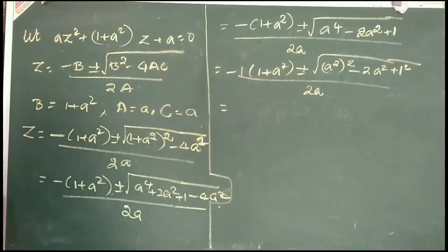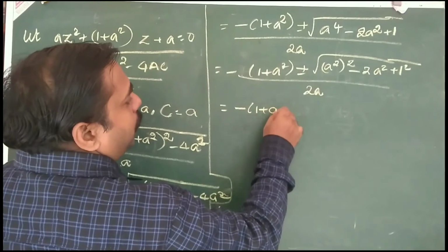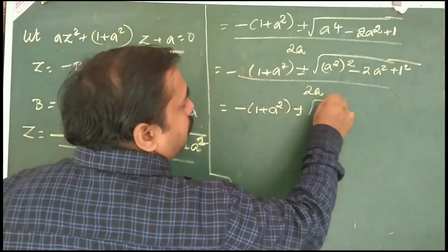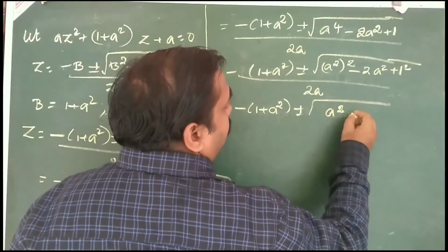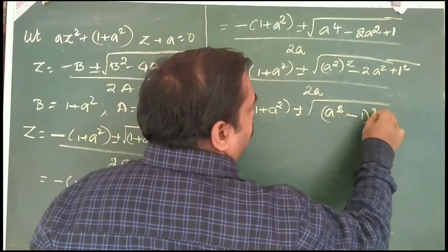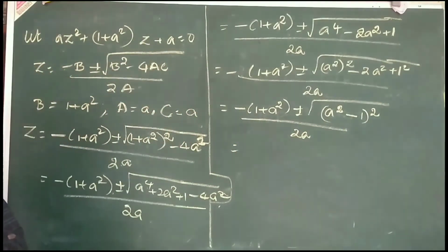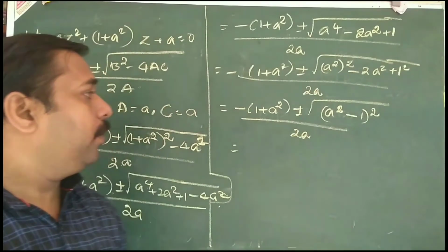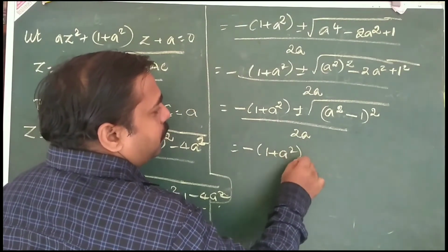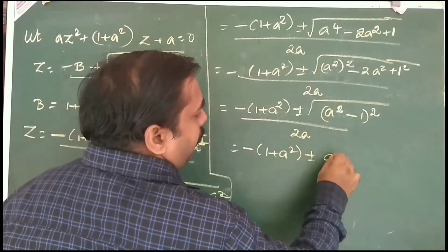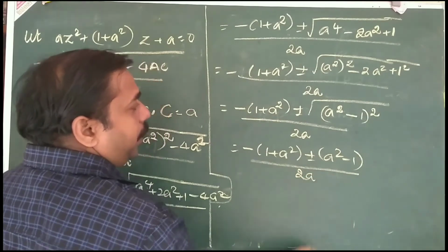So this is equal to minus 1 plus a square plus or minus root of a square minus 1 the whole square, the whole divided by 2a, because this is a square minus 2ab plus b square. The root and square cancel, so that is a square minus 1, the whole divided by 2a.